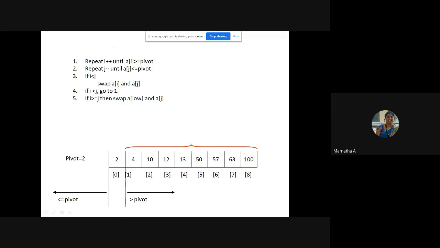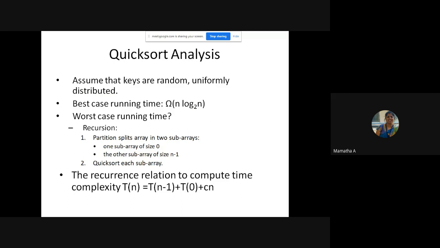Okay, you can observe if I do all this partitioning, the left half is nothing. Less than or equal to pivot is nothing. Whereas the second half, you can see you have all the elements placed except the pivot, isn't it? So now you can observe here, partitioning will now split the array into two subarrays. One subarray which is of size 0, the other subarray is of size n minus 1.